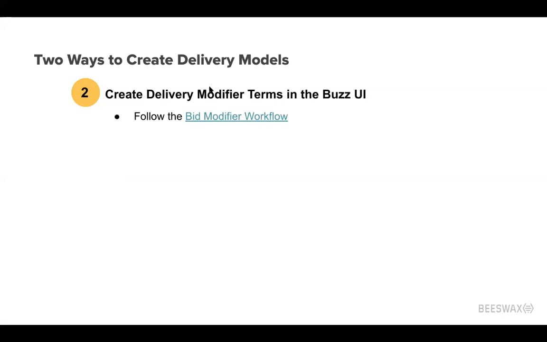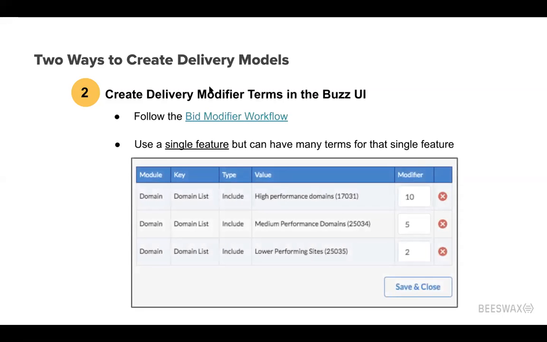So this follows very closely the bid modifier workflow, where in the UI, you can create a modifier, and then you can, in the UI, specify the features. So when you use a delivery modifier, the additional limitation is that you can use a single feature, but you can have many terms for that single feature. So in this example, I've created a delivery modifier, and I have 3 domain lists: my high performing domains, my medium, and my low. And I can express that directly in the UI without the need for uploading a model.